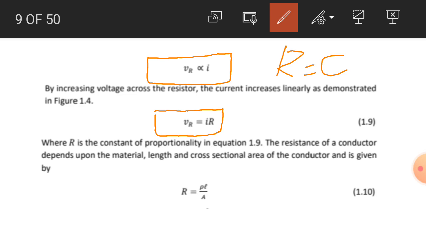And if you want to calculate the current in the resistor, the current will be equal to VR by R, the voltage across the resistor divided by the resistance of the resistor. So you know how to calculate the voltage across the resistor if the current is known, and you know how to calculate the current in the resistor if the voltage across the resistor is known.